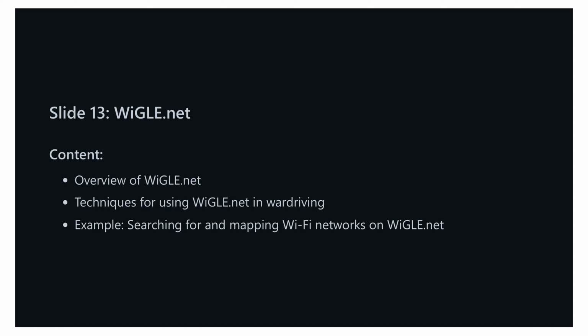This can be particularly useful when planning penetration testing or understanding the wireless landscape of a target area. For example, you can search for specific SSIDs or filter networks based on various parameters like encryption type or signal strength. Once located, the data can be used to map out the network's location and other relevant details. The next slide will introduce another powerful tool, inSSIDer. We will explore how inSSIDer can help us scan and analyze Wi-Fi networks to gather deeper insights.